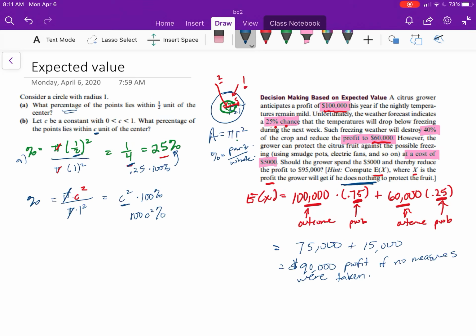So, should he go ahead and protect? Well, if I expect 90, but if I spend 5,000, I'm going to get 95, since it's only going to cut into my profit 5,000. That's higher. So, yes, he should spend the 5,000. Again, because that yields 95,000. The expected value of doing nothing is 90. This is greater, so go ahead and protect.